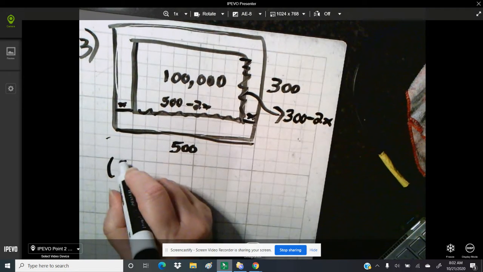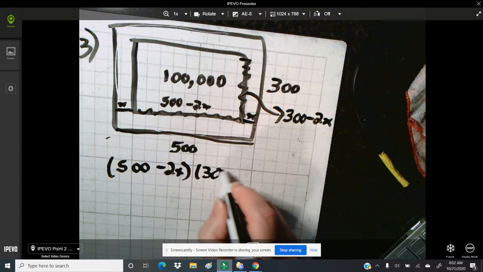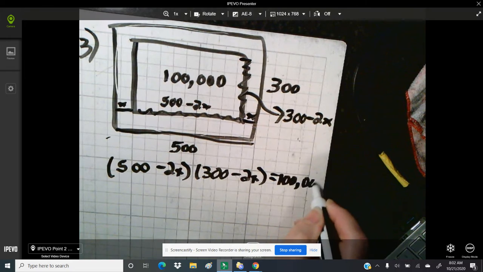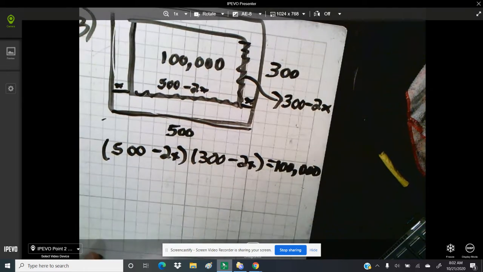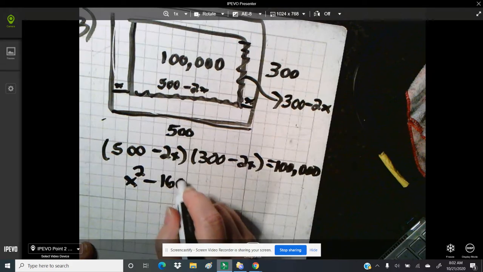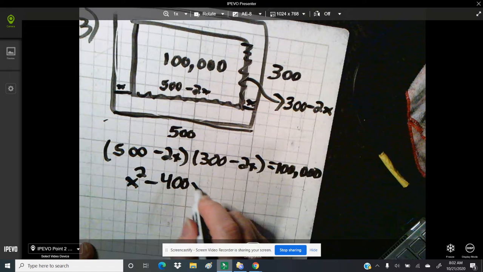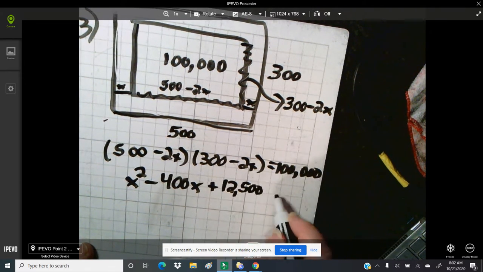So now I have an equation: 500 minus 2x times 300 minus 2x equals the 100,000 that they told me was my area. So now I'm going to multiply it out and simplify the equation. And when I do, I end up with x squared minus 400x plus 12,500 equals 0. So you should get down to that equation once you have simplified everything.